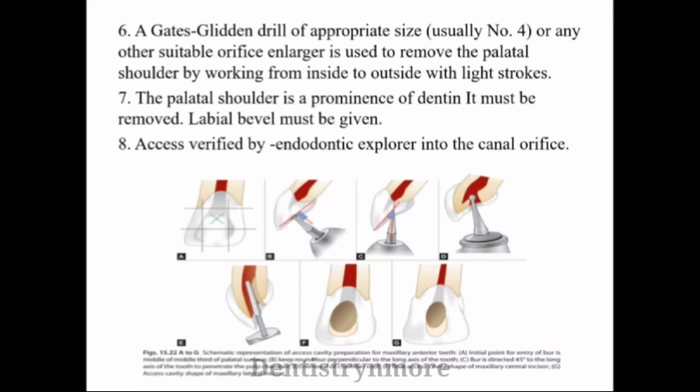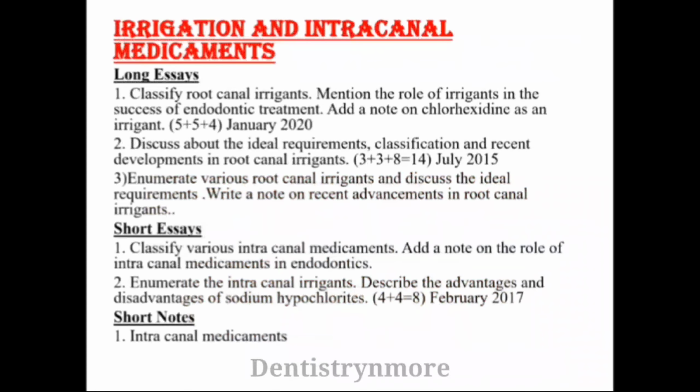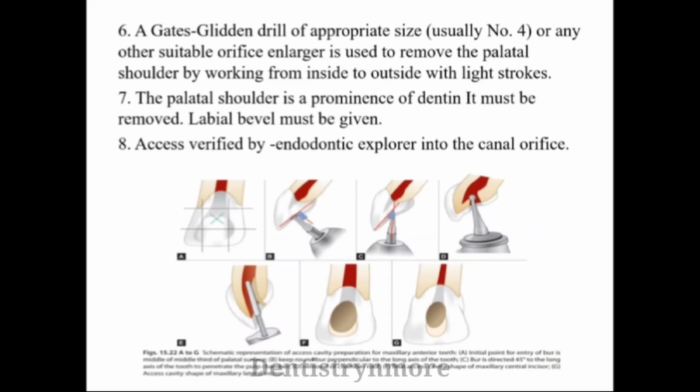So this is the figure. In the first figure you can see the initial point of entry of the bur, that is in the middle third of the palatal surface. In the second figure you can see the round bur is kept perpendicular to the long axis of the tooth. In the third, the bur is directed at 45 degrees to the long axis of the tooth in order to penetrate into the pulp chamber. Here you can see the bur is placed at 45 degrees. And in the fourth figure, the removal of the chamber roof can be seen.